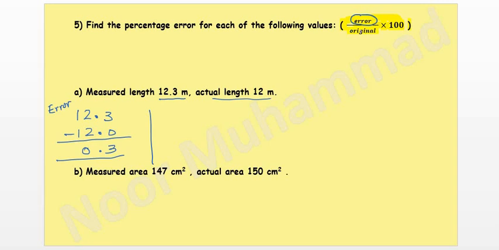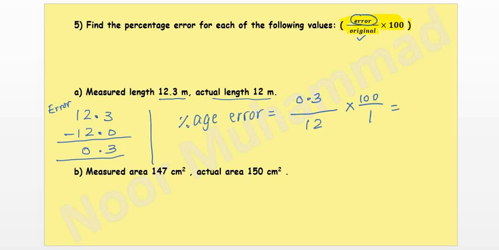What is step 2? Now we have to use this formula to find the percentage error. So how we will find the percentage error? It will be equals to error, that is 0.3, out of the actual. Original means the actual amount. How much is it? 12. Times it by 100 out of 1.